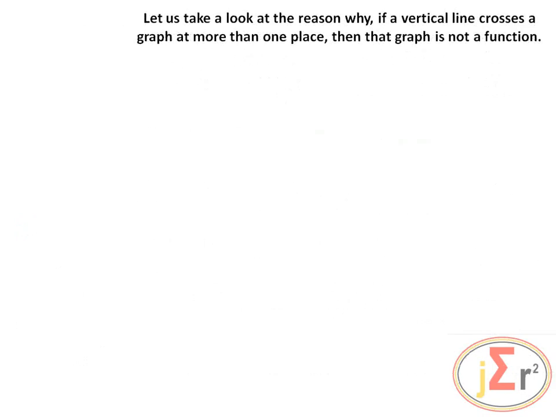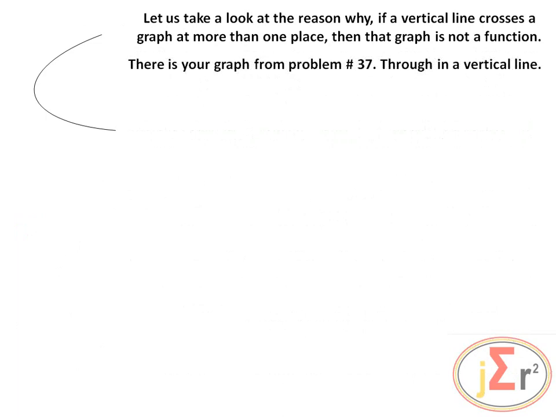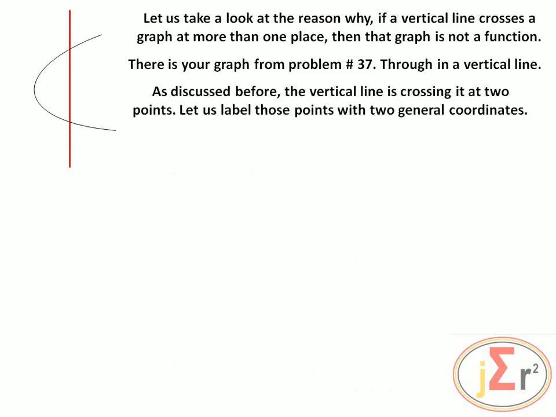Let us take a look at the reason why if a vertical line crosses a graph at more than one place, then the graph is not a function. Here we have our graph. There is your graph for problem number 37. Throw in a vertical line. There it is. As discussed before, the vertical line is crossing it at 2 points.